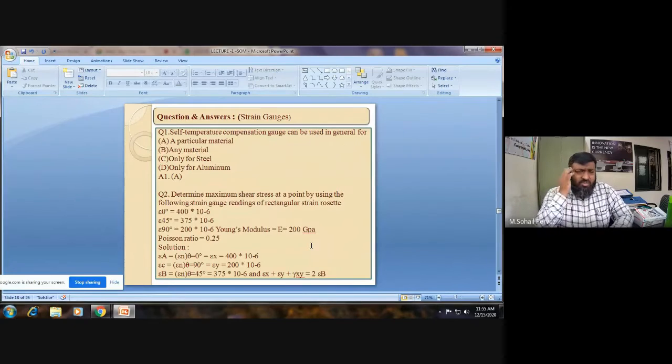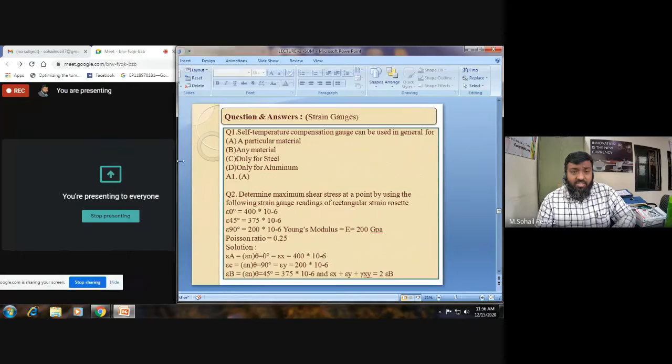Some of the questions, one or two questions I have just given for the sake of understanding the pattern of the question. A self-temperature compensation gauge can be used in general for... Now, when we say self-temperature, it means a specialty of that particular gauge. So it cannot be used for any material, only for steel, only for a particular material. So the answer is A. That's why I have put this question first, because it has been asked twice in previous examinations. So accordingly, you should take it into consideration.